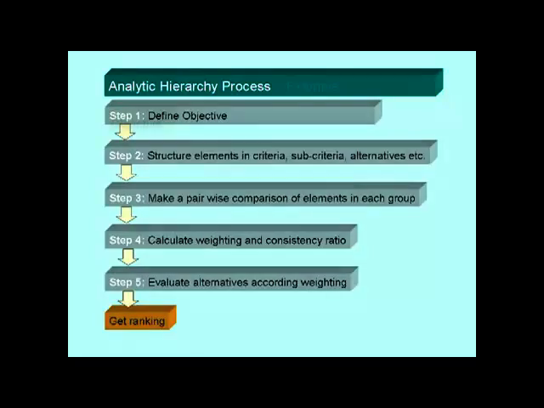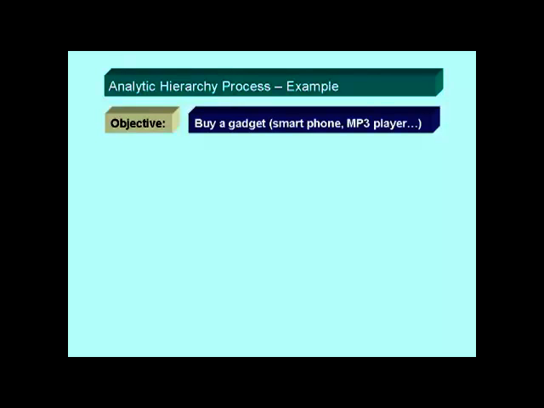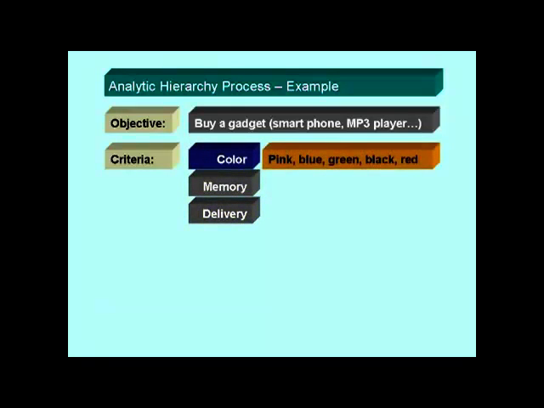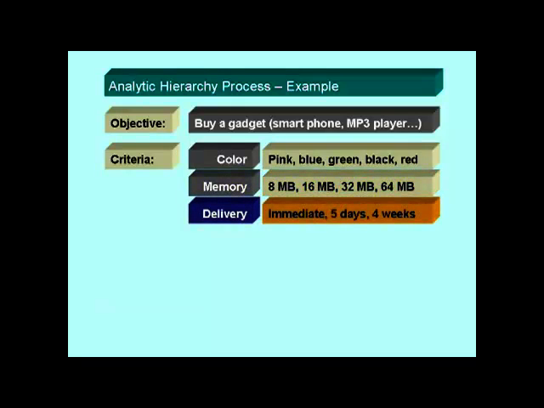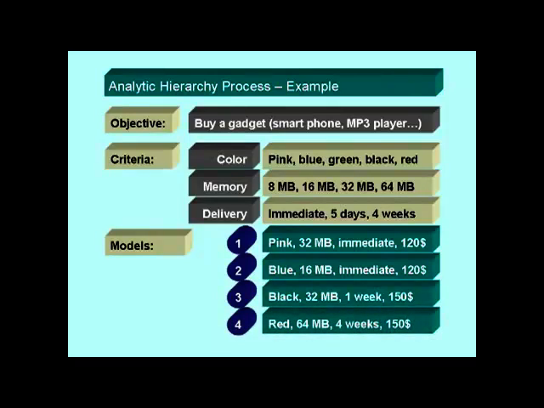Let us take an example. Your objective is to buy a gadget like a smartphone or MP3 player. The criteria are the color of the model, the memory, and the delivery time. As colors pink, blue, green, black, and red are available, the memory space ranges from 8 MB to 64 MB, and delivery time is immediate, 5 days or 4 weeks. 4 models are available as shown here. 2 models with a price of $120 and 2 models with a price of $150.